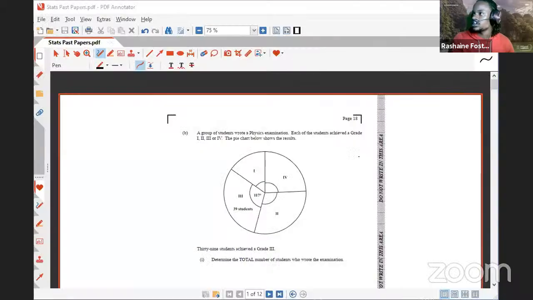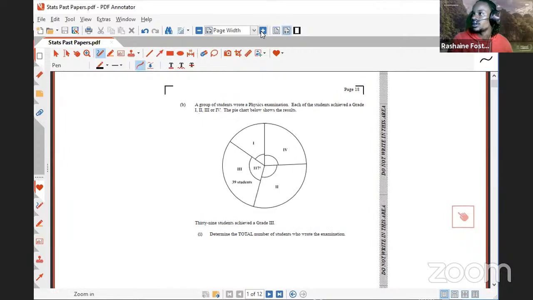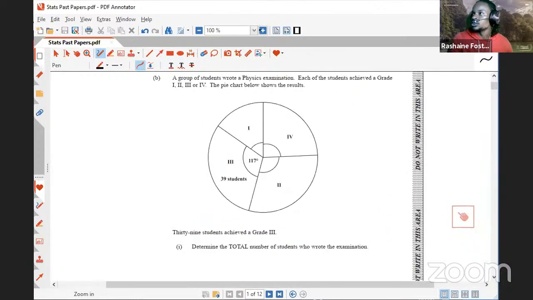This is our first question. We're going to start with this pie chart question. Let's zoom in a bit. It says a group of students wrote a physics exam. Each of the students achieved a grade 1, 2, 3, or 4. The pie chart below shows the results, and as you can see, there are your little results right there.